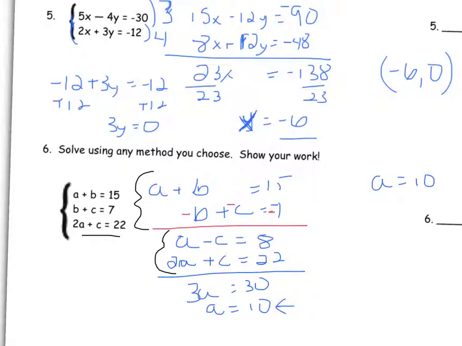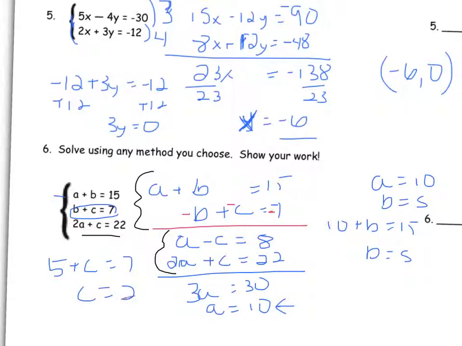I'm going to plug it into this first one. So 10 plus b equals 15. So b is 5. And once we know b is 5, we can use the second one. 5 plus c equals 7, so c is 2. When you have a 3-variable, 3-equation system, you're going to have to end up with solving the system, but once you solve it, you're still going to have variables, and then you'll use the other equation to eliminate.